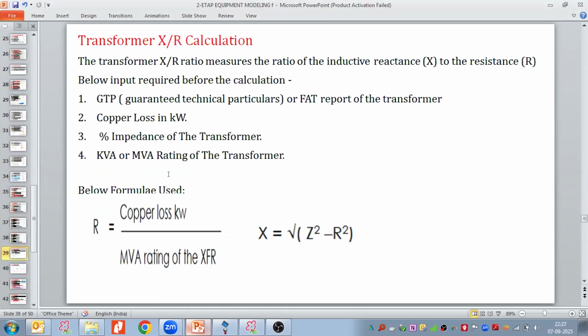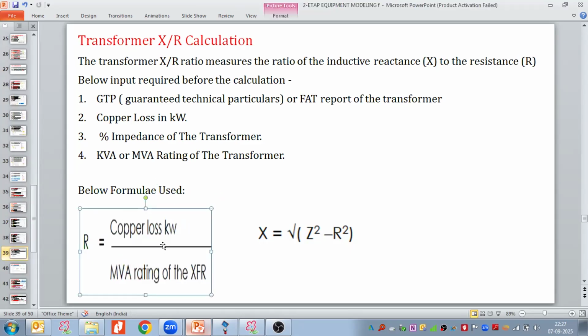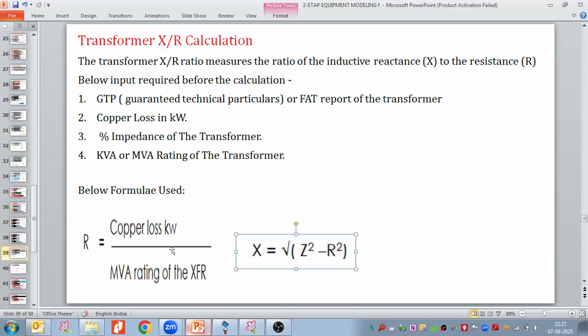And then we have the transformer X by R ratio. Generally we take this from the data sheet, but otherwise we can also calculate it. ETAP will automatically calculate it, but if you want, we can also calculate it and verify whether the calculation is correct or not.